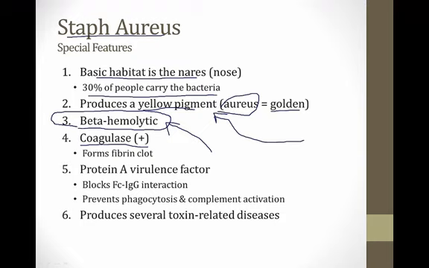This is what differentiates it from the other types of staph, and this means it has the coagulase enzyme present on its surface, and it can form fibrin clots when you place it in plasma. An important virulence factor is protein A, and I talk about this in the module on virulence. This blocks the Fc-IgG interaction, and it prevents phagocytosis and complement activation. And you can just remember the A in Staph aureus stands for protein A. And in addition to causing disease by infection with bacteria, Staph aureus also causes several toxin-related diseases, and we'll talk about that in a minute.